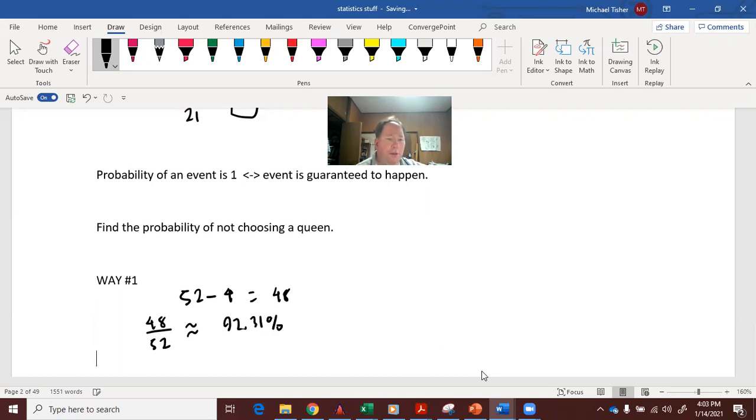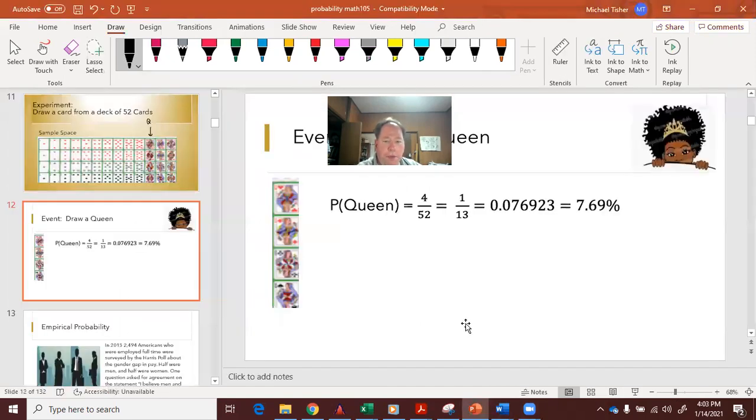Okay, so if you don't like queens, you have a pretty good chance of it happening because 92.31% is pretty darn close to 1. Okay, so the probability of choosing a queen, as we saw earlier, was about 7.69%, which is pretty close to 0%. And so it's pretty rare to pick a queen. But if you don't like to pick a queen, you have a pretty good chance of that happening.